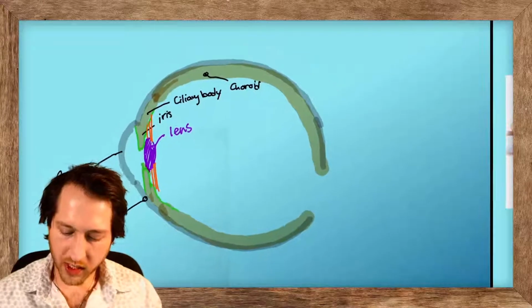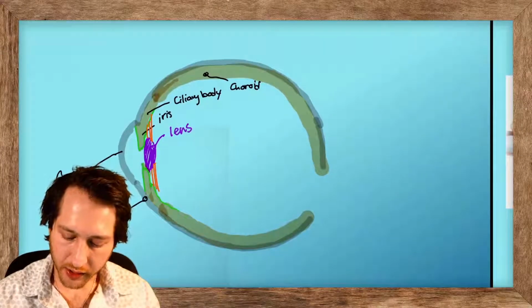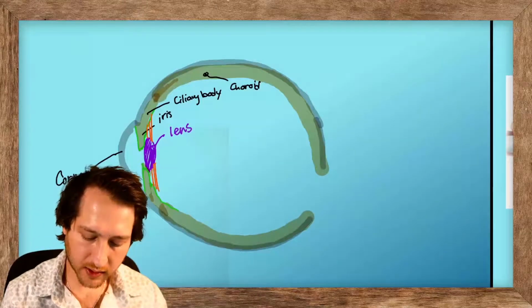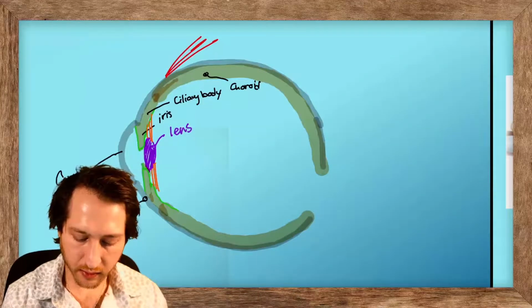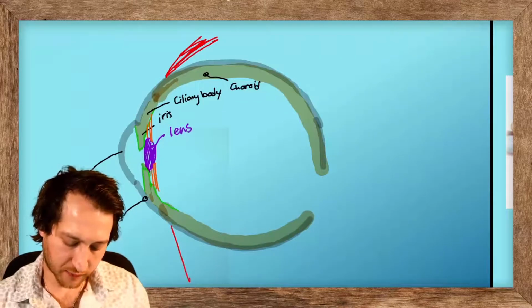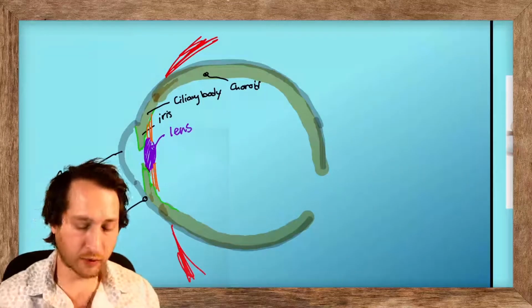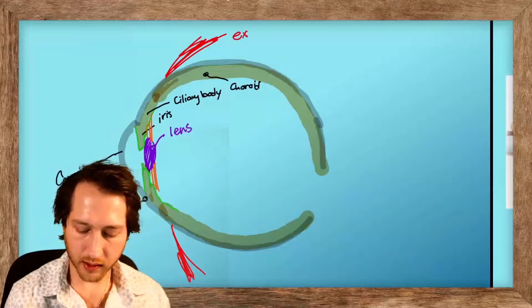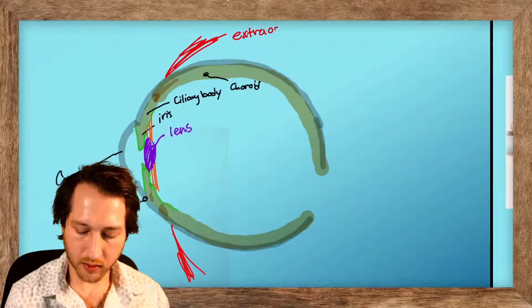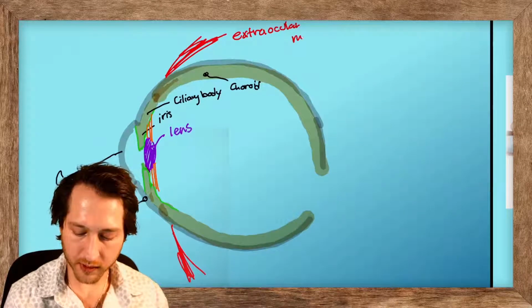Now, we can also draw those extraocular muscles that we talked about that are going to be inserting onto the sclera, and those are essential for the various types of eye movement. So, extraocular muscles.